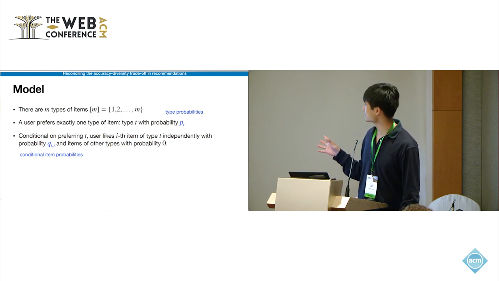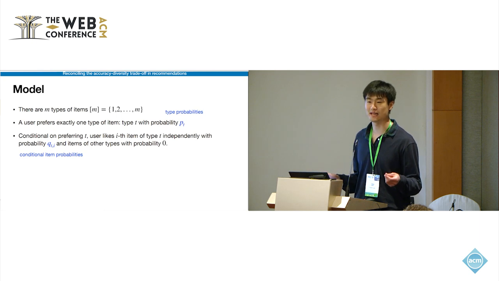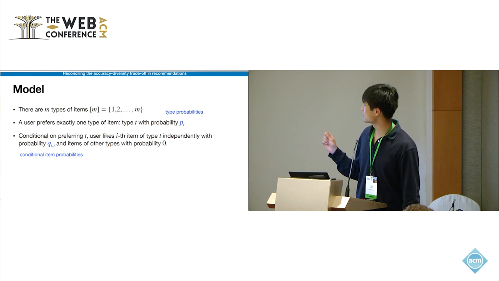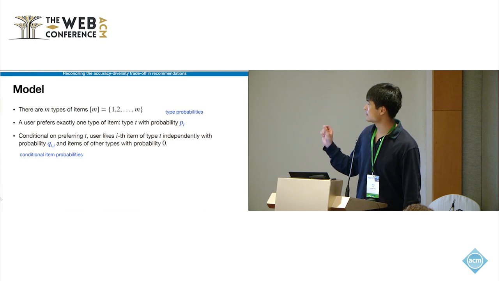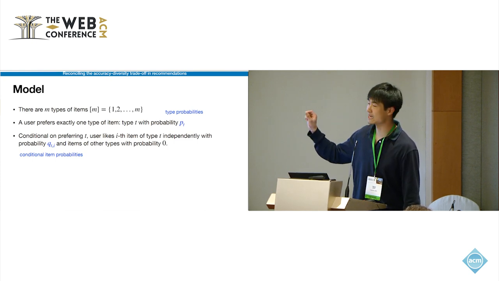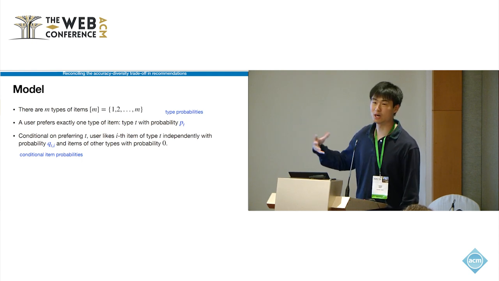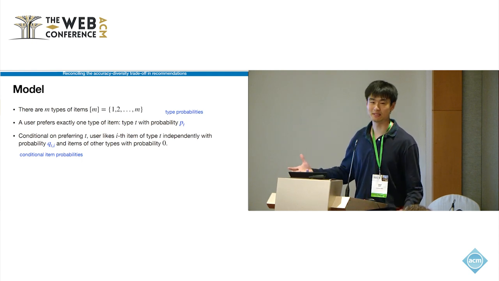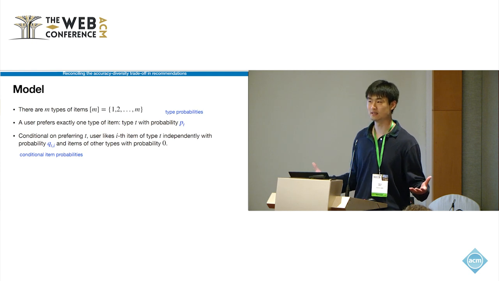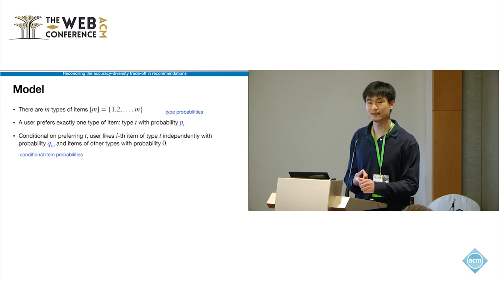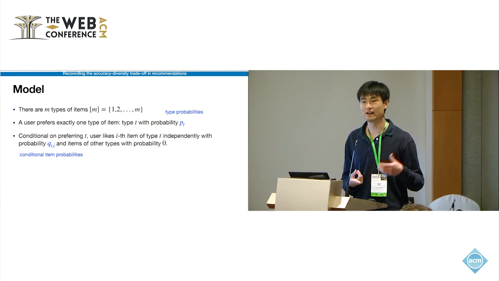And then under our model, there's a little bit of uncertainty about what type the user actually prefers. So here, the user prefers exactly one type of item, and they prefer type T with probability PT. So I'll call PT the type probabilities. So you might imagine that a user prefers comedy movies 80% of the time and action movies the other 20% of the time.